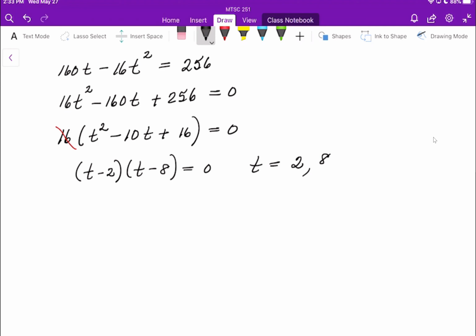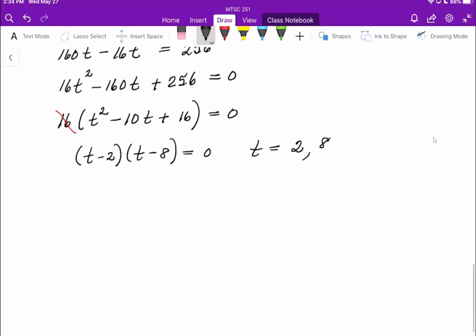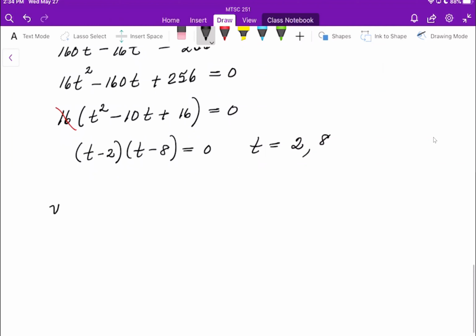And the question was, what is the velocity at those two times? Well, the velocity, if you remember, v of t is 160 minus 32t.